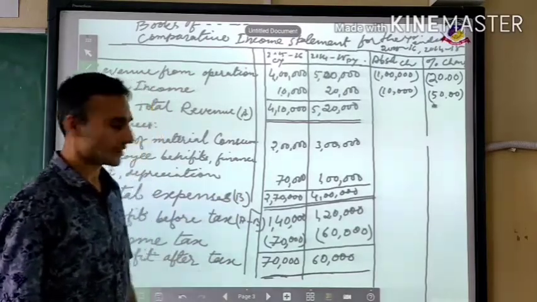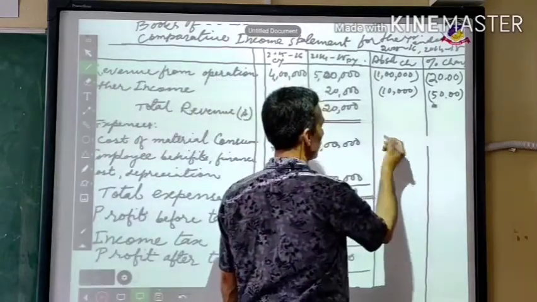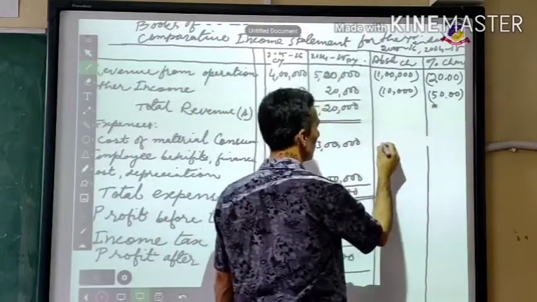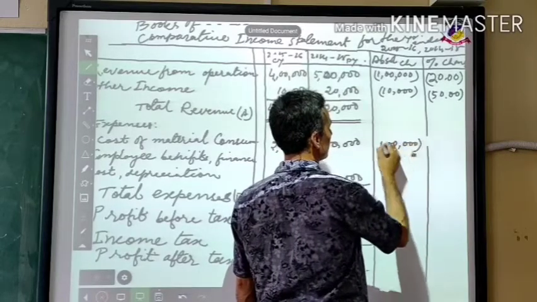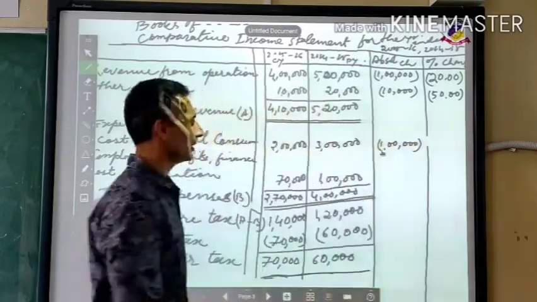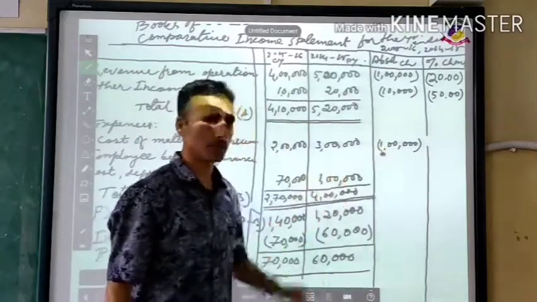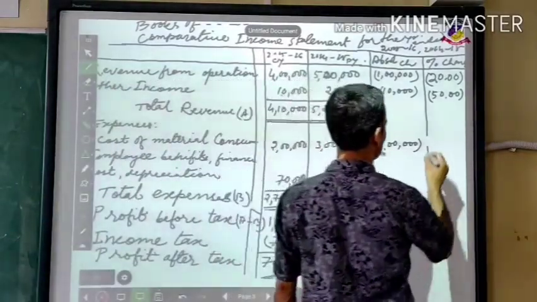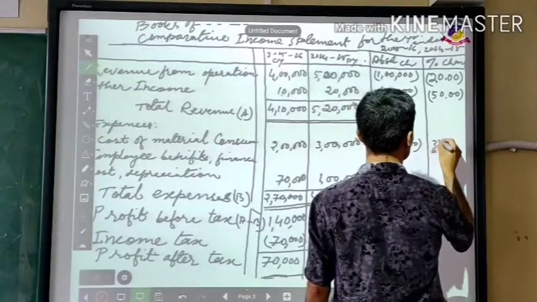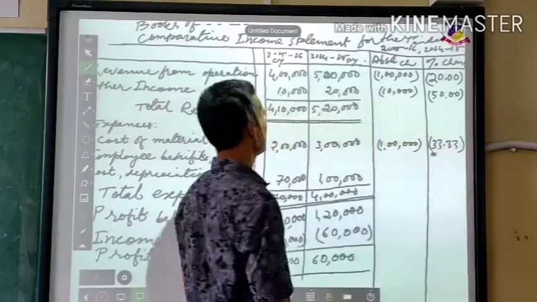Then similarly, cost of material consumed, again the same thing. This is on the decrease side, so everything is decreasing here. Decrease by 1 lakh. Now we find out the percentage. How do we find the percentage? 1 lakh divided by 3 lakhs into 100. So that will give you 33.33%. So we write it like this, negative.